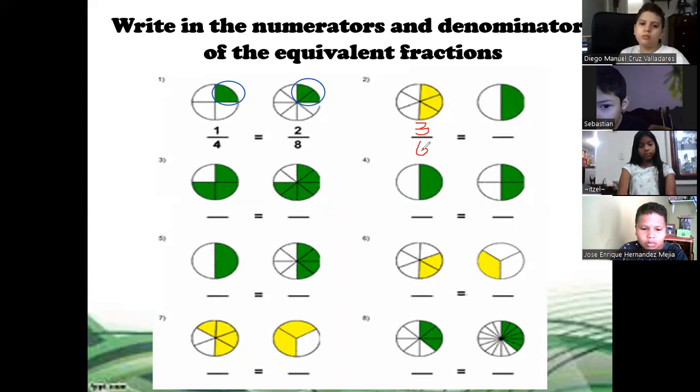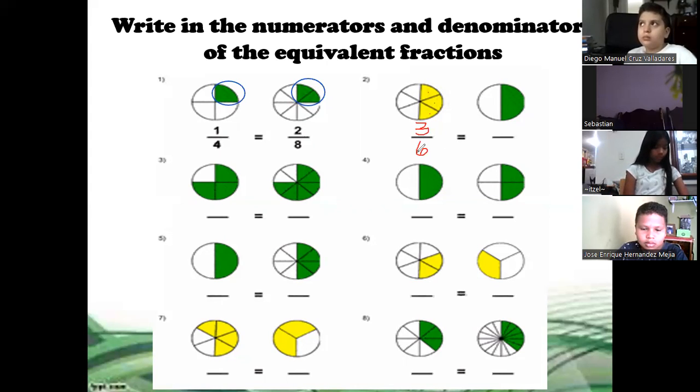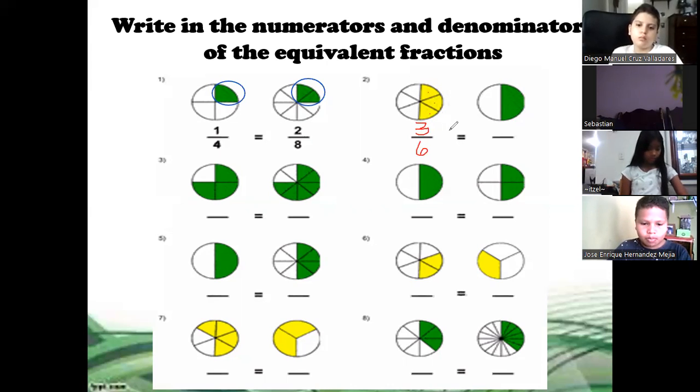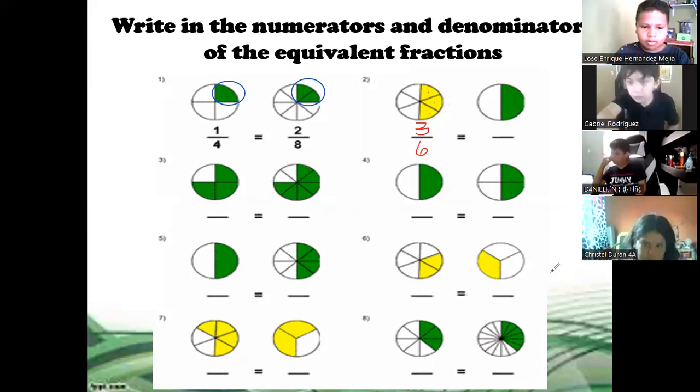6. A very common mistake is that the student says, okay, 3 parts are in color. Y después dice 3 partes en color y sobran 3. Entonces en el denominator escriben 3. That's a mistake. Porque usted tiene que contarlas todas, las que tienen color y las que no tienen color. Ese es el denominator. In the denominator, we need to count all.